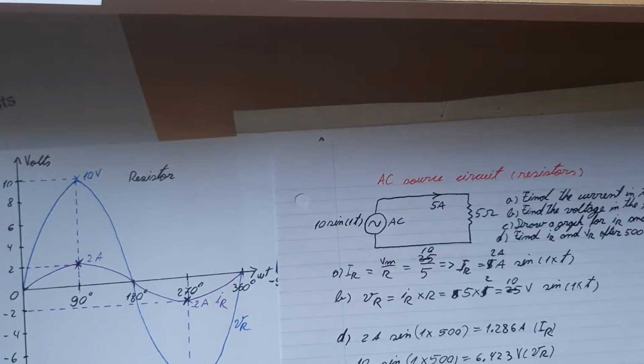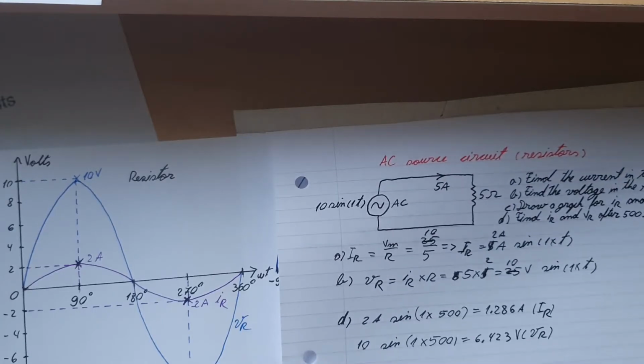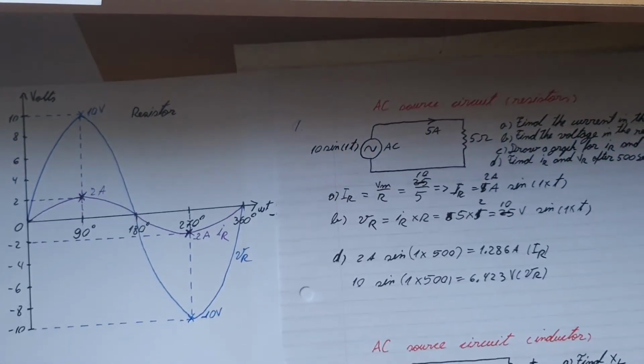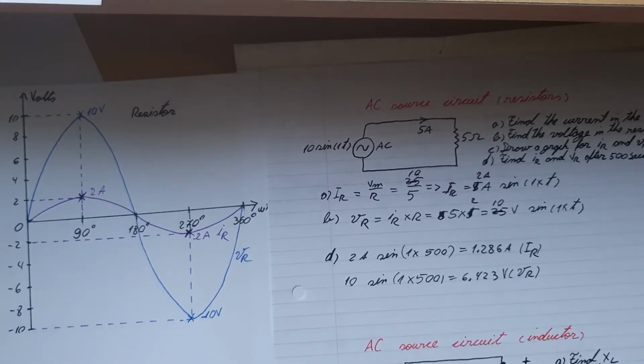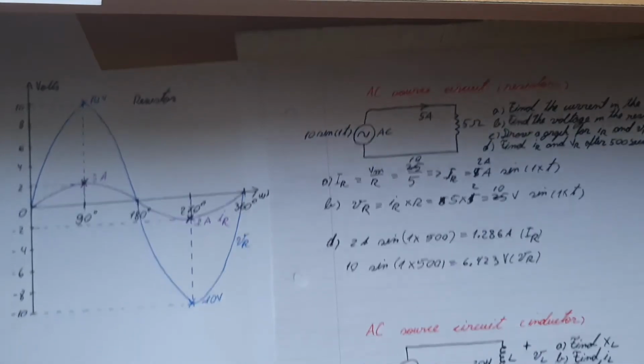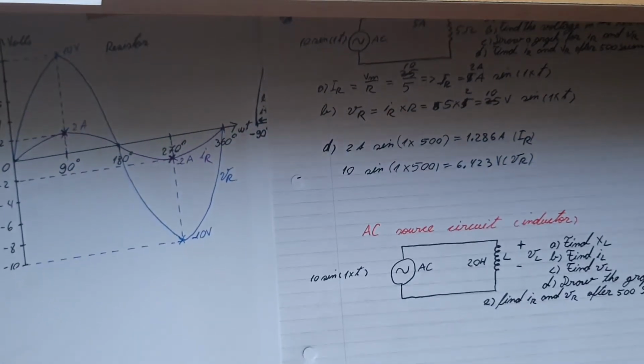And congratulations, if you did it at the same time with me, you just did your very first AC circuit problem. Alright, so let's keep going. That was the very first one, the resistor, which was pretty easy. Now let's go to something a bit harder, which will be an inductor.